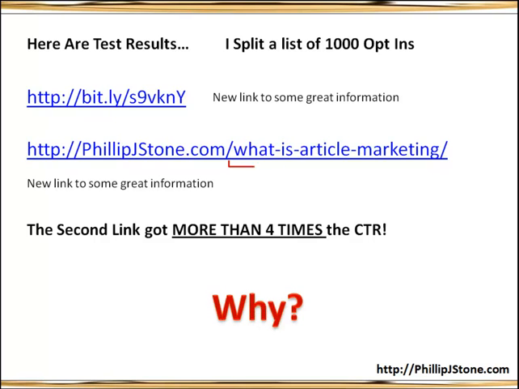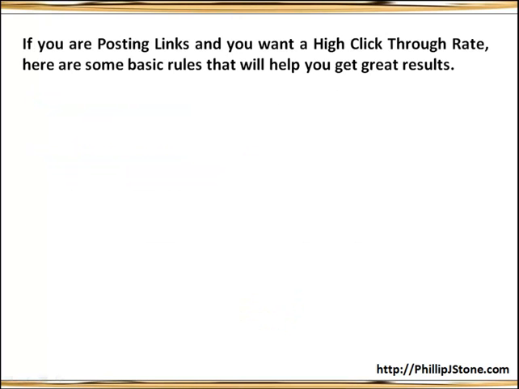I mean, just look at it for a second. Why would you figure that is? Well, obviously it's because the second link tells them a little bit at least about what they're going to get when they go there. It's what is article marketing. Somebody sees that, they go, okay, I'm interested in article marketing. They click on the link. That's the whole point.